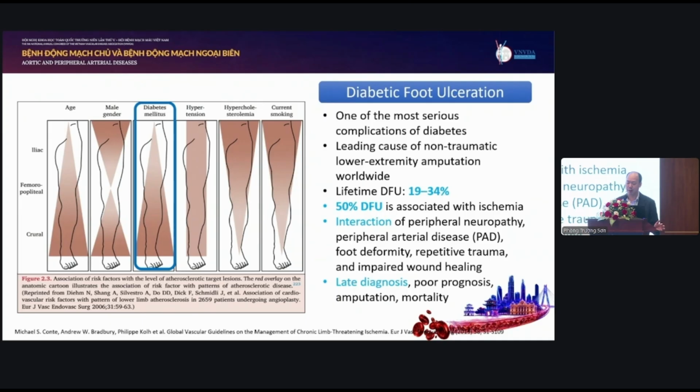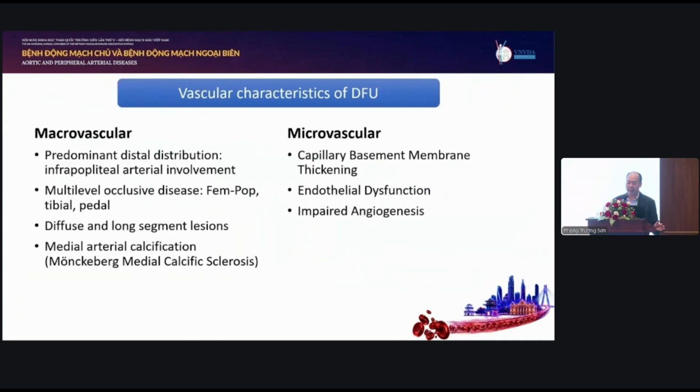Let's take a look at the vascular characteristics of DFU. From the macrovascular perspective, there's a predominant distal distribution, mostly infrapopliteal artery involvement, multi-level occlusive disease, diffuse and long segment lesions, and sometimes you can see medial arterial calcification, the Monckeberg type. Revascularization is a cornerstone for limb salvage.